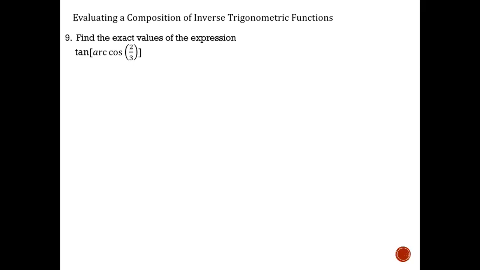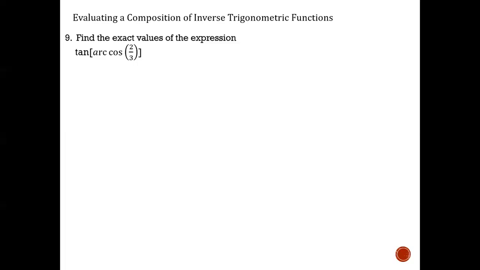It says evaluating composition of an inverse trigonometric function. So it says find the exact value of the expression tan arc cosine of 2/3. So the first thing that I noticed is that they want me to find the value of tangent. Well, I know that tangent is opposite over adjacent. This is y over x.